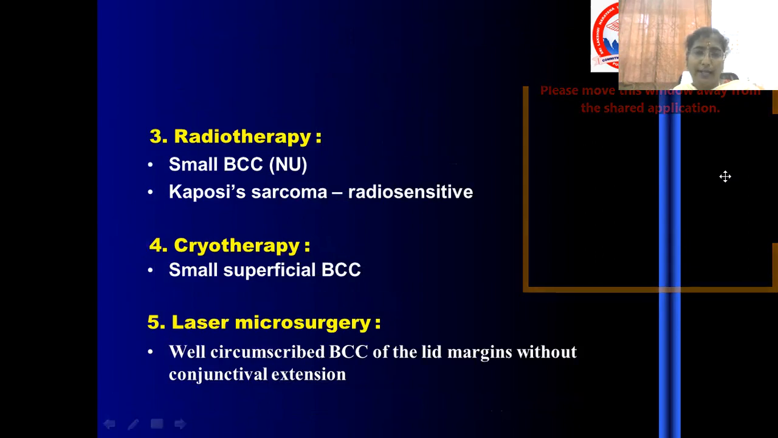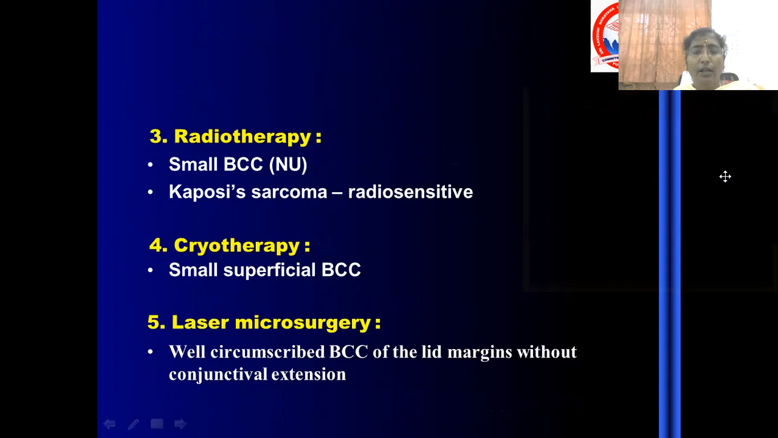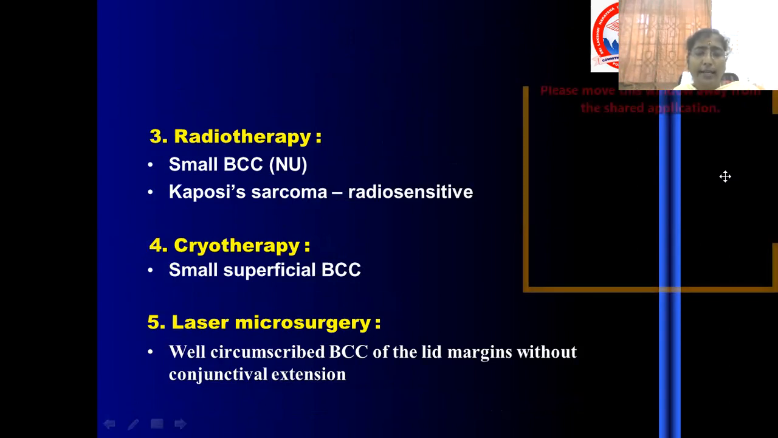Radiotherapy can be given for small BCCs and Kaposi sarcoma. It is the most radiosensitive, and cryotherapy is for small superficial BCCs. And laser microsurgery can be done for well circumscribed BCCs of lid margins without conjunctival extension.